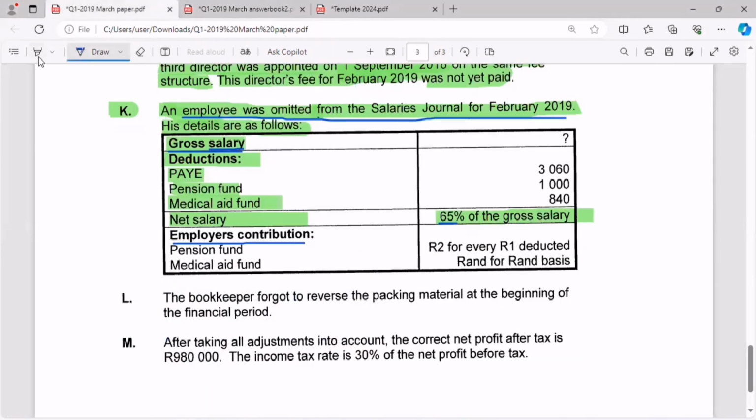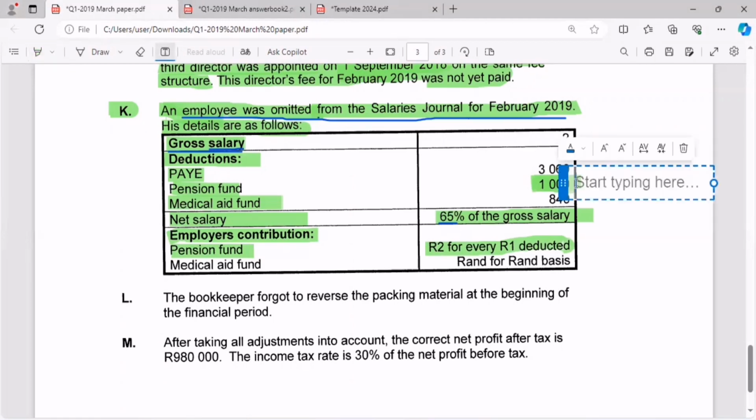So the employer contributes towards the pension fund, which is 2 rand for every 1 rand deducted. So to get the amount contributed by the employer, we take the amount deducted and we multiply it by 2. So we multiply this by 2. So it's going to be 2,000 rands. So towards the pension fund, the employer contributes 2,000.